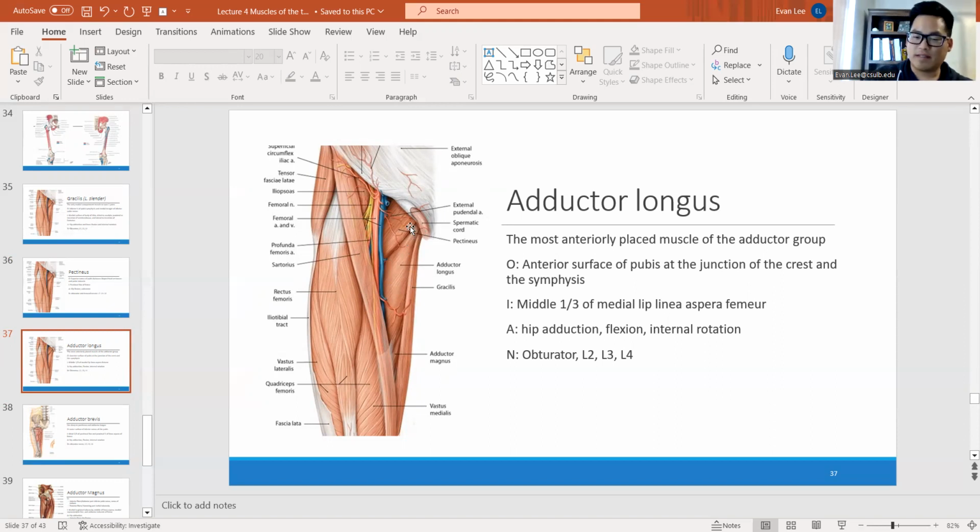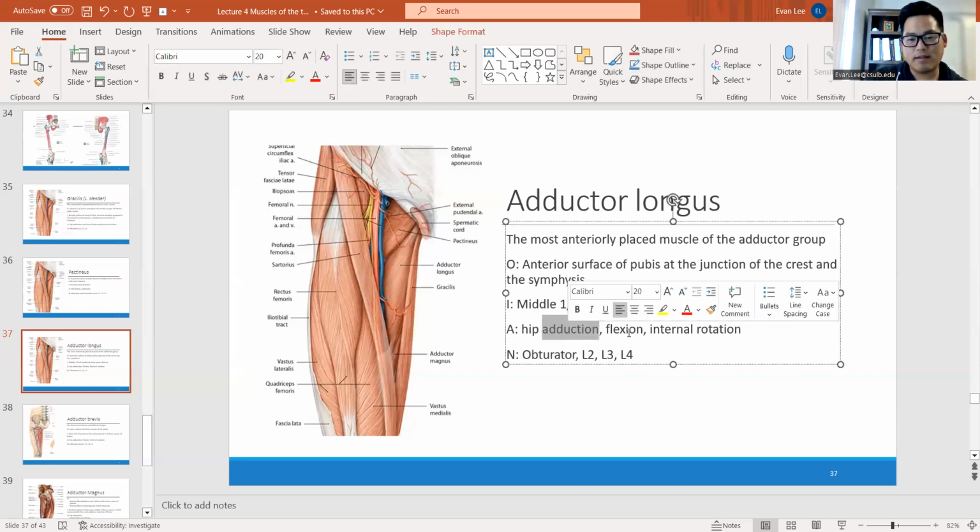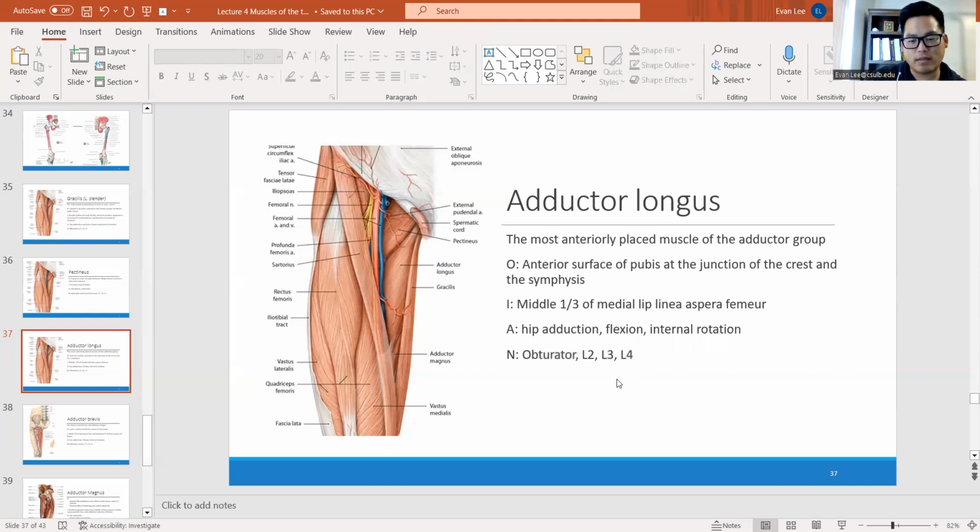So it's going to insert onto the linea aspera, and when it contracts, it could do hip adduction again, hip flexion, and then also a little bit of hip internal rotation as well. So being on the medial side, it could pull the hip a little bit to rotate it internally. But as most adductors are innervated, obturator nerve, in this case, L2, 3, and 4.